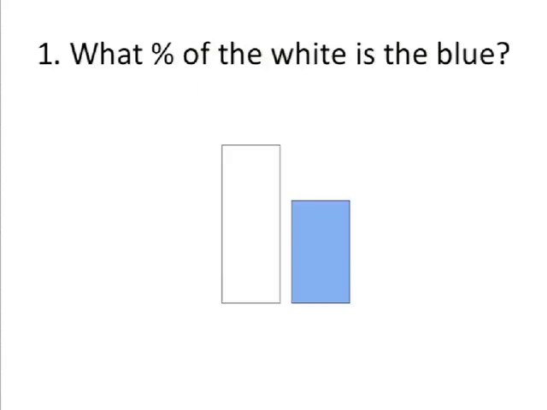Compare the blue vertical bar to the white vertical bar. Write down a percentage. What percentage of the white is the blue? Just to make sure we all understand each other, if they were exactly the same height, the blue would be 100% of the white. If it was half the size, it would be 50% of the white. So what percentage of the white is the blue? Write your number down. You ready? Next one. Number 2.